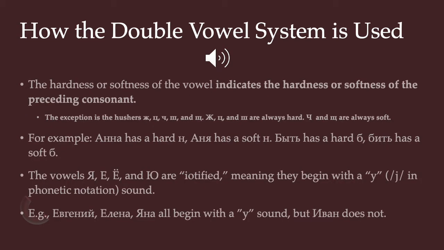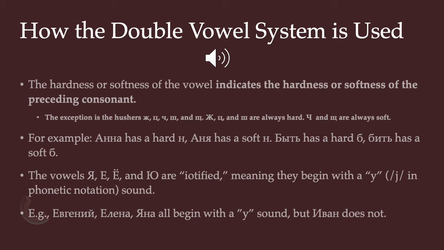So why does Russian have this kind of double vowel system? Why do we do this, and how does it work? We have what are called these hard vowels and these soft vowels, but what they really indicate is the hardness or softness of the preceding consonant. So this is just how Russian shows whether a consonant is hard or soft. It just has a hard or a soft vowel after the consonant.